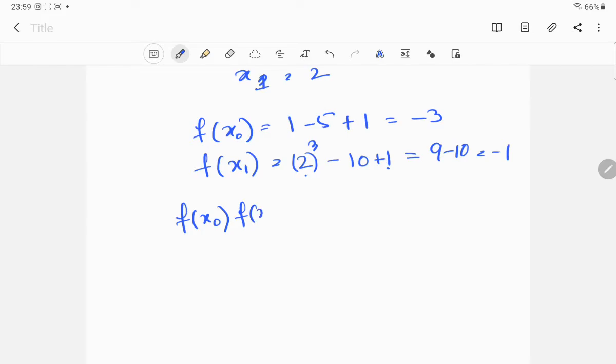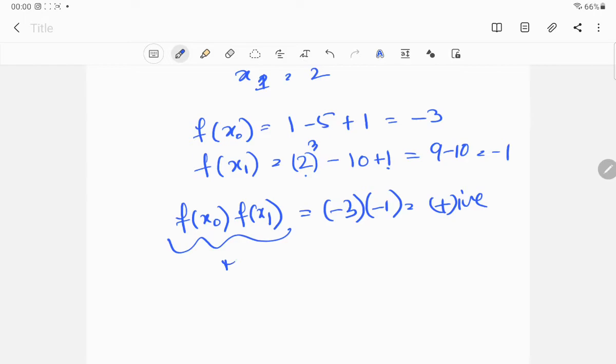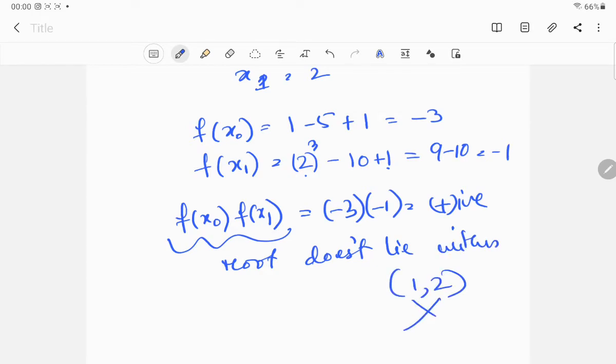So if I do f(x0) and f(x1), it will be minus 3 into minus 1, so it is a positive number. That means the root will not lie between this range. So the root doesn't lie within 1 and 2. So you just abandon this. Then you come to this 0 and 1. As we have already done, it lies between 0 and 1. In this way, you will have to select the range on your own. Nobody can help you. So my suggestion is that you start with the simplest one, 0 and 1.